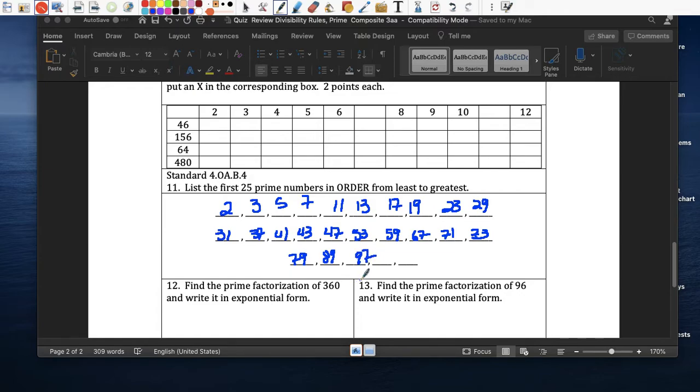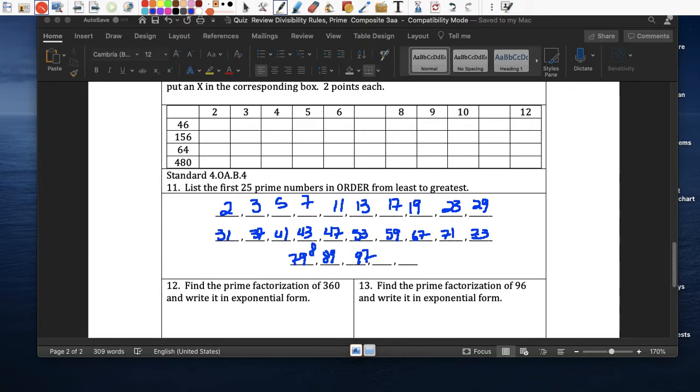I think I forgot a couple. Yeah, I definitely forgot a couple here. Okay, so let me just check. Alexa, what are the first 25 prime numbers? 2, 3, 5, 7, 11, 13, 17, 19, 23, 29, 31, 37, 41, 43, 47, 53, 59, 61, 67, 71, 73, 79, 83, 89, and 97.